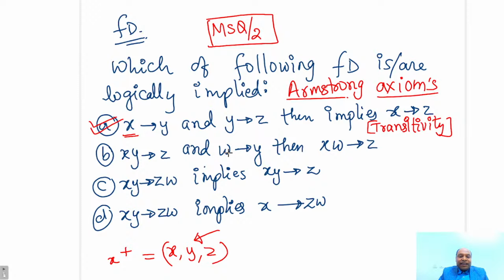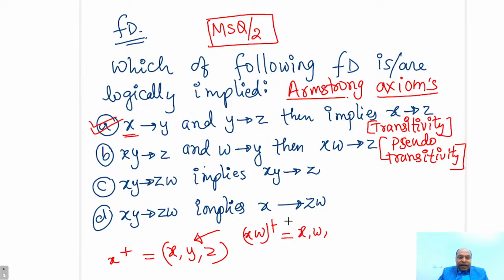Now, XY derives Z and W derives Y, then XW derives Z. This is another formula known as pseudo transitivity. In this, we can replace this particular y with w, so we get w derives z. Or in another way, let's take the XW closure. XW closure is x itself, w itself, then W derives Y, then XY derives Z. Yes, XW derives Z also. So it is logically implied.